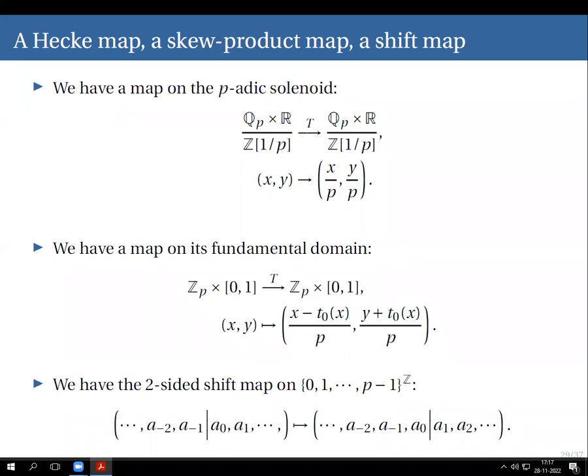The p-adic solenoid is also the inverse limit of the circles, that's also a p-adic solenoid.